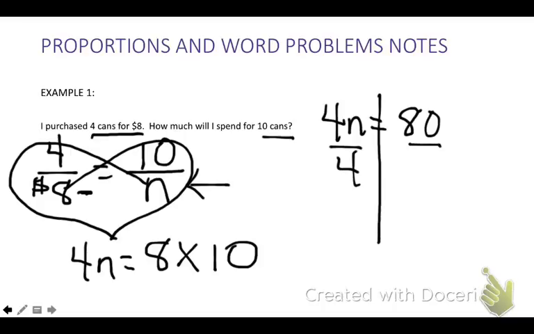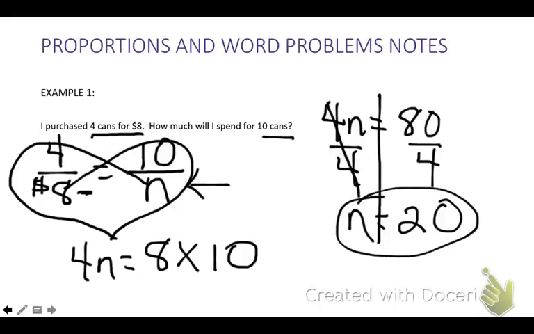We divide both sides by 4, especially. I want to start with the side that has the variable. So 4 divided by 4 is 1n. And 80 divided by 4 is 20. So n is 20. That means that if I buy, how much will I spend for 10 cans? It would be $20.